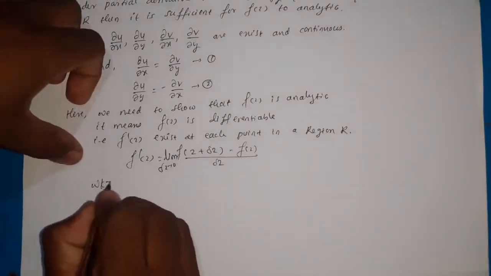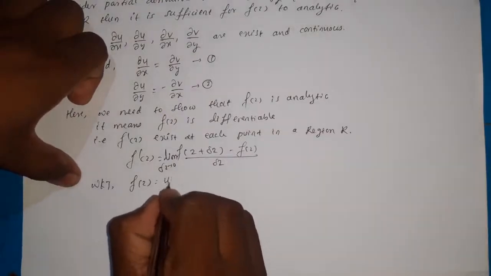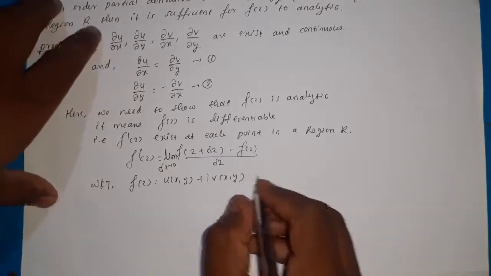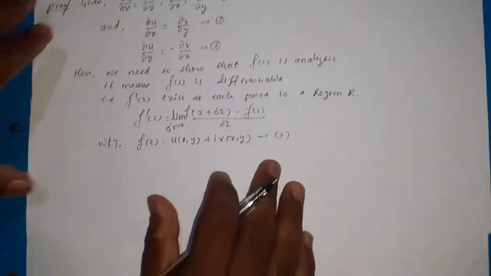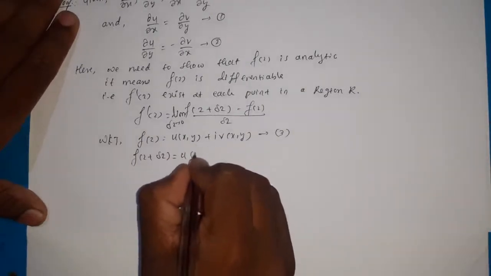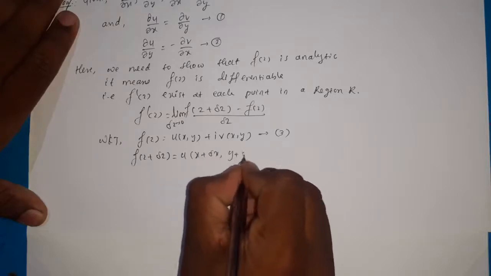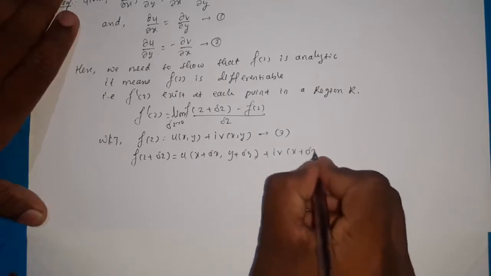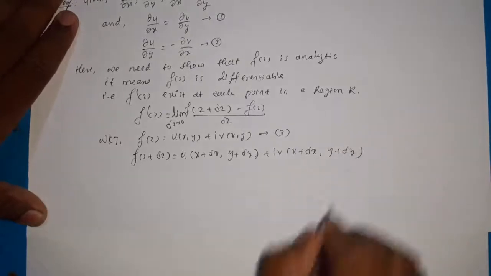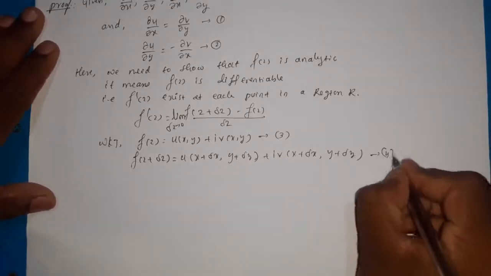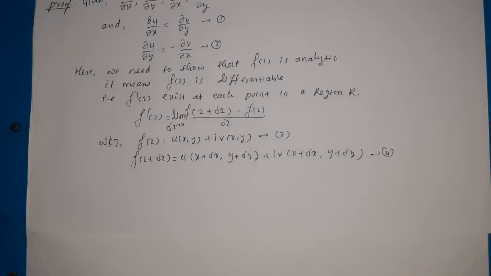We know that f of z is equal to u of x comma y plus i into v of x comma y, and consider this as the third equation. And f of z plus delta z is equal to what? u of x plus delta x, y plus delta y plus i into v of x plus delta x comma y plus delta y. So, as in the necessary condition, we have considered f of z and f of z plus delta z. In a similar way, here also we are considering those terms, and it is the fourth equation.